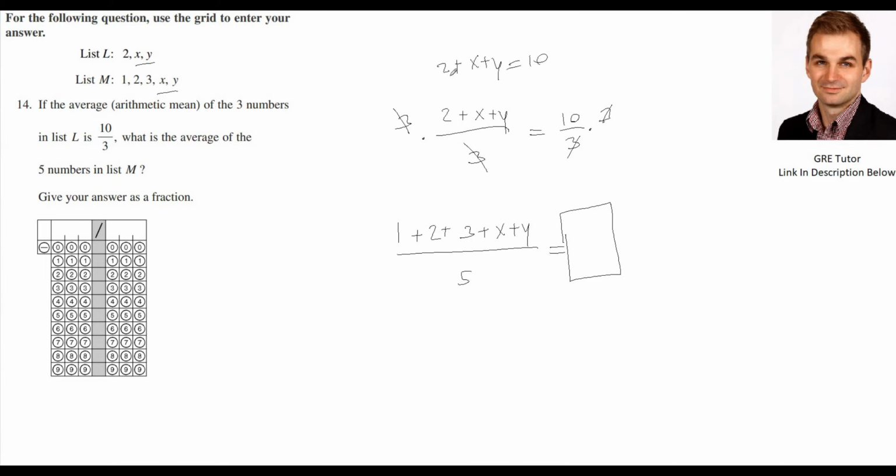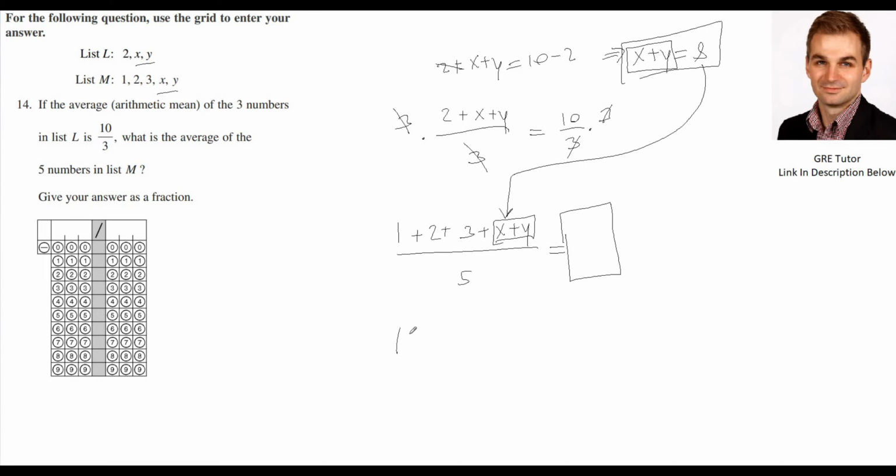Alright, now you just need to get rid of this 2 by putting it over on the other side, minus 2. Alright, so there you go. And this turns into x plus y equals 8. Alright, so now you know what x plus y is. Plug it in to your x plus y right here.